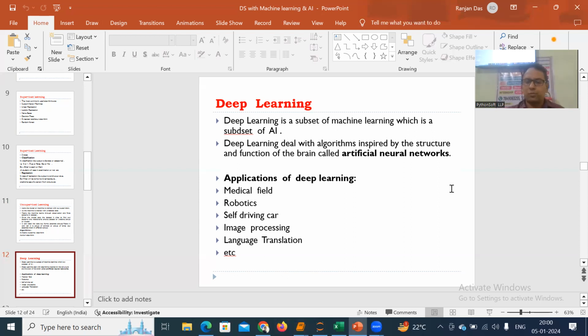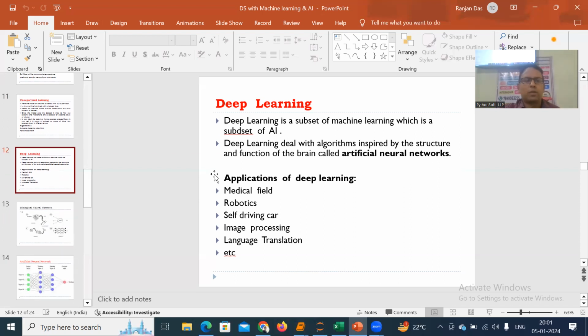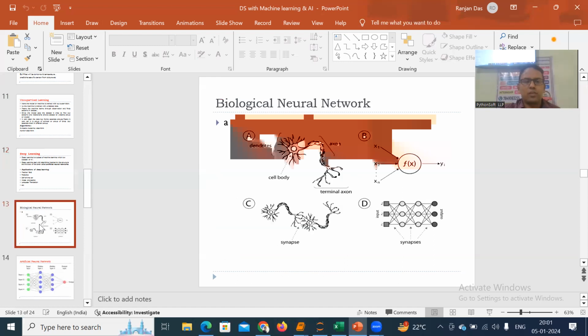That is called deep learning, so that the machine can take decisions or do predictions. Mostly it is used in the medical field, robotics, self-driving cars, and language translation, like Odia to English translation. You post in Odia, it will convert to English. You post in English, it will convert to Odia. In those kinds of work, we use the deep learning concept, which uses the concept of neurons.